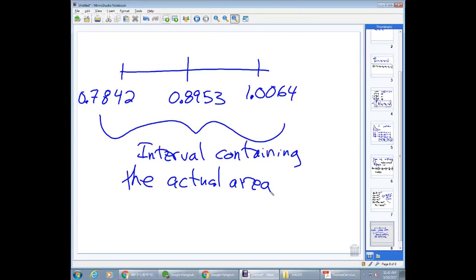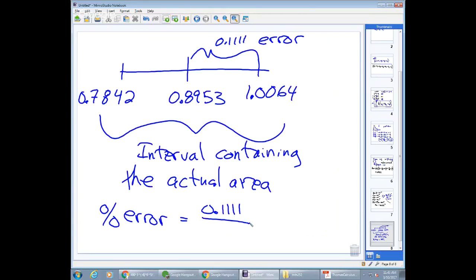Now, a couple of other notes about this error approximation. We found that the actual error is about 0.1111. Often what's more important than the actual amount you were off is what percent off that is. So we usually calculate percent error too. To get percent error, you just take the amount of error and divide by what you think the answer is, 0.8953. What do we get when we do that?